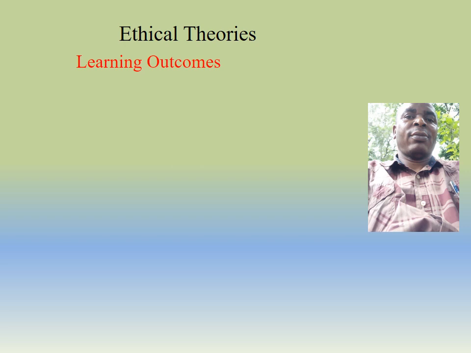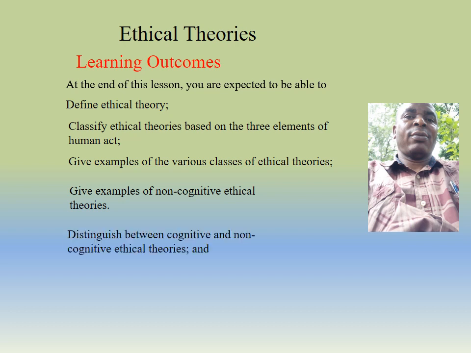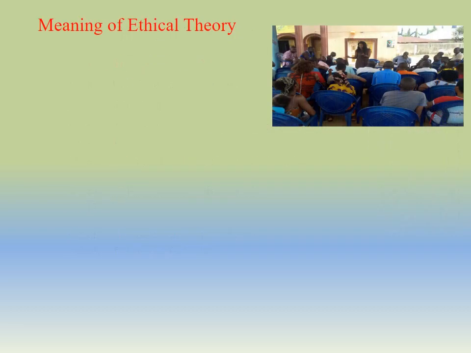Learning outcomes. At the end of this lesson, you are expected to be able to define ethical theory, classify ethical theory based on the three elements of human act, give examples of various classes of ethical theories, distinguish between cognitive and non-cognitive ethical theories, and give examples of non-cognitive ethical theories.